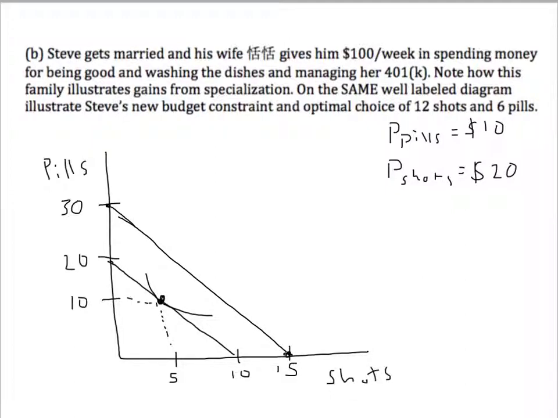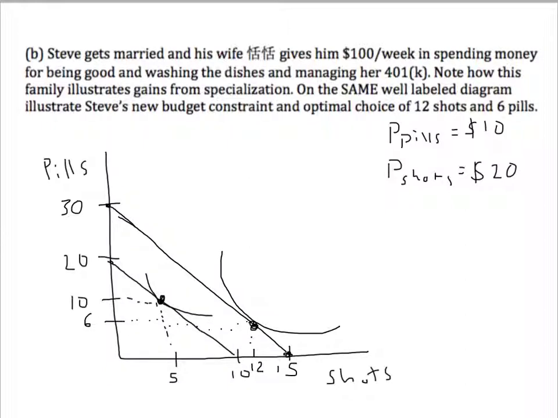And then again, just as before, we're going to need to find the 2 points. We're given 2 points that we know are the optimal choice. It's 12 shots. So that's about right here. And 6 pills down here. And we know this point here is the optimal choice. So we know the indifference curve is going to have to be tangent to the budget line at that point.